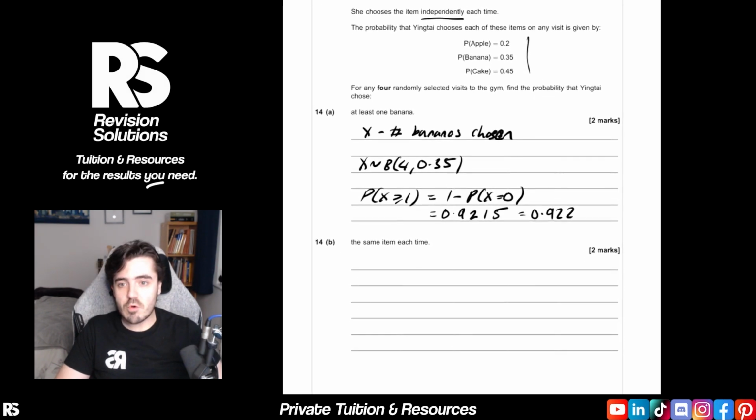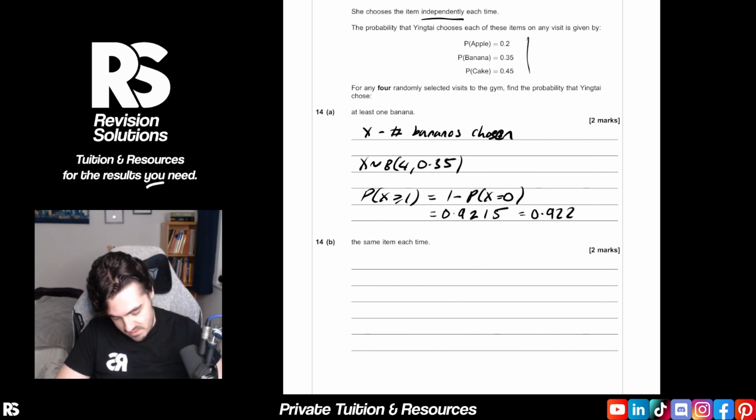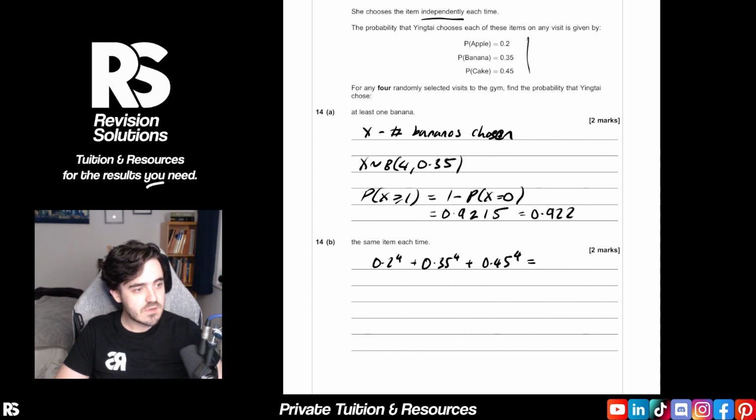14b then says what's the probability that she picks the same item each time. So that would be either picking 4 apples, 4 bananas, or 4 cakes. So that's going to be just 0.2 to the 4 for the probability of 4 apples, plus 0.35 to the 4 for the probability of 4 bananas, and then plus 0.45 to the power of 4 for 4 cakes, which would come to 0.576 to 3 significant figures.